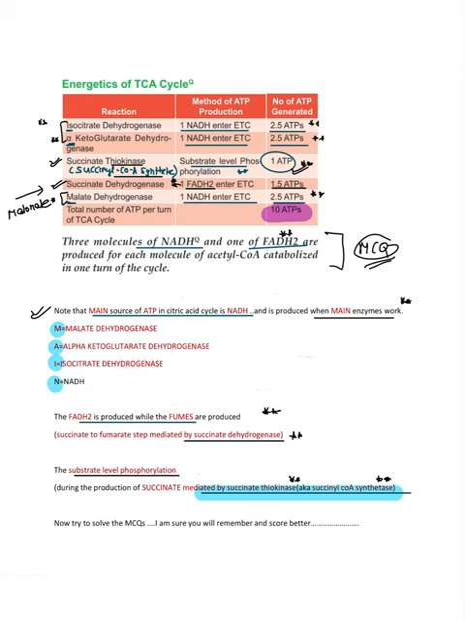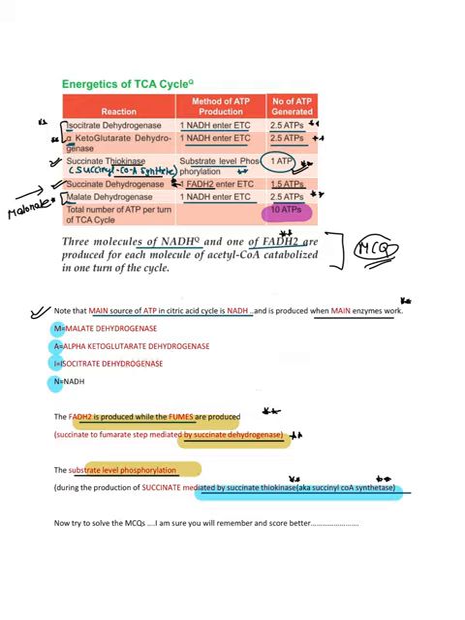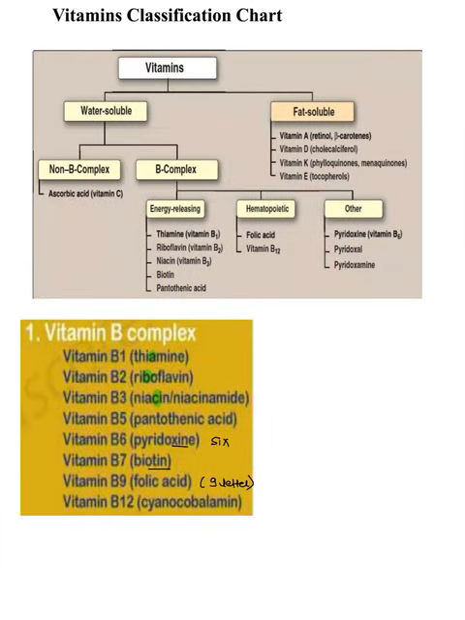And you had one FADH2 reaction, when succinate goes to fumarate by succinate dehydrogenase, and one substrate level phosphorylation that produced one GTP. So I think this was all about the TCA cycle. Now we'll read the important things about the vitamins.